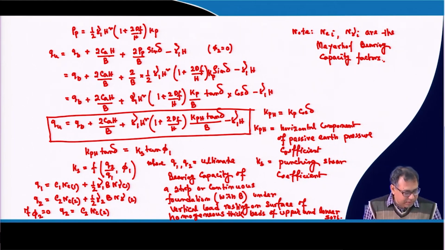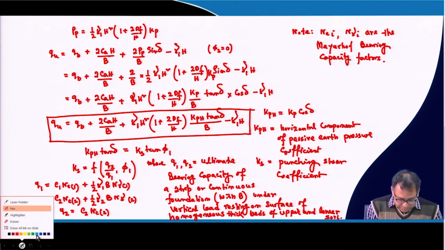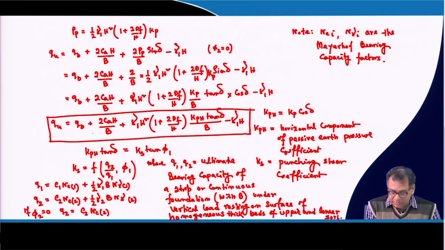So, now we have to calculate a few things. What are the things we have to calculate? If you look at this equation, Qb I can get from the bearing capacity equation, and then we have to calculate Ca and Ks in this case. What will be these two values? Other things we will get from the values which are available.